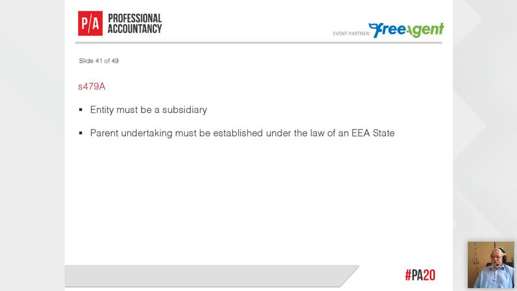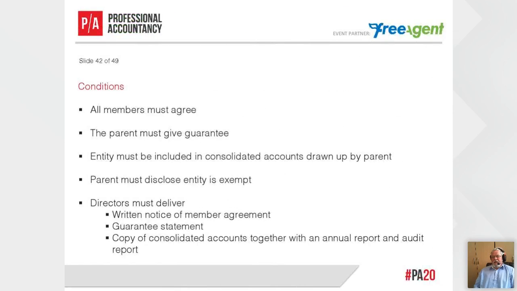So as far as this is concerned, there are certain conditions that have to be satisfied. Firstly, all the members must agree. The parent must give a guarantee. The entity must be included in the consolidated accounts drawn up by the parent. The parent must disclose that the entity is exempt, and the directors have to deliver a written notice of the members' agreement, the guarantee statement, and a copy of the consolidated accounts.